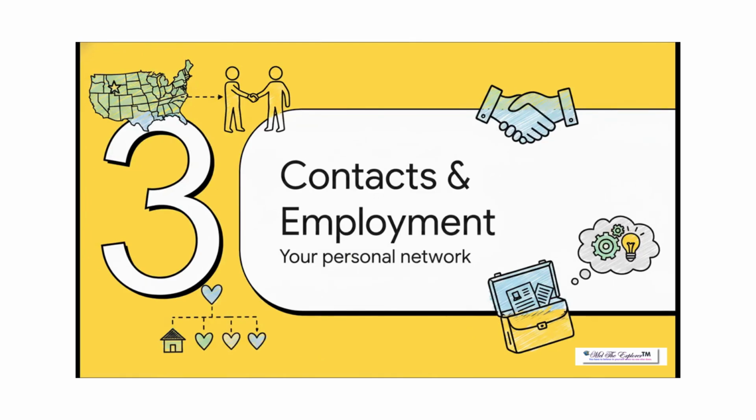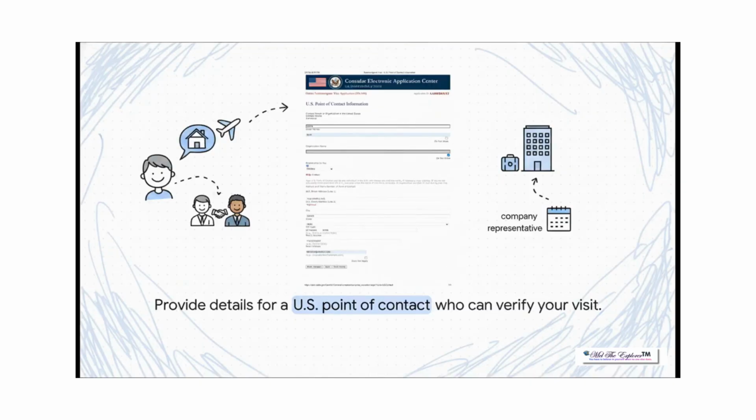They're trying to build a picture of your life, your connections, your family, your job, because all of that helps them understand your situation back home. So you'll need a point of contact in the States. This could be anybody, a friend, a family member, or if you're going for work, maybe a contact at that company.